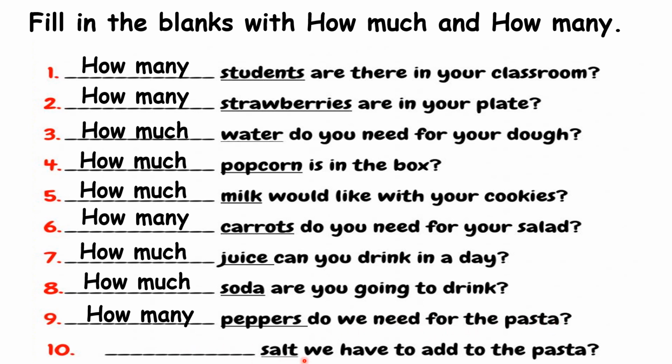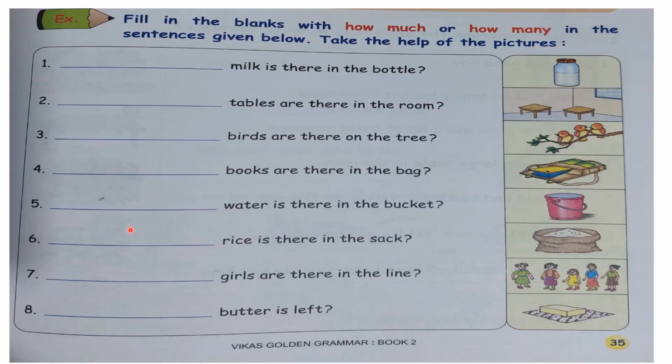Dash salt we have to add to the pasta. We are talking about salt, and salt is in the singular form, and we cannot count it. So we use the words, how much salt we have to add to the pasta. This exercise is in your grammar textbook, page 35.